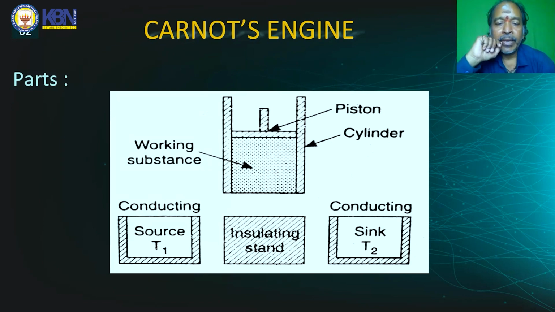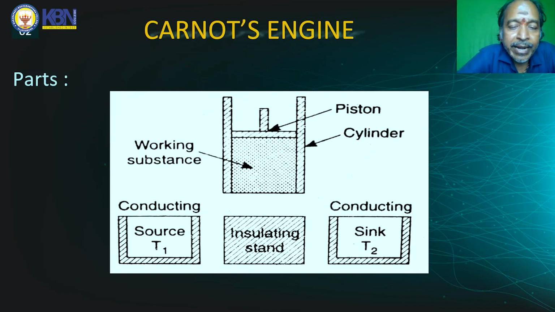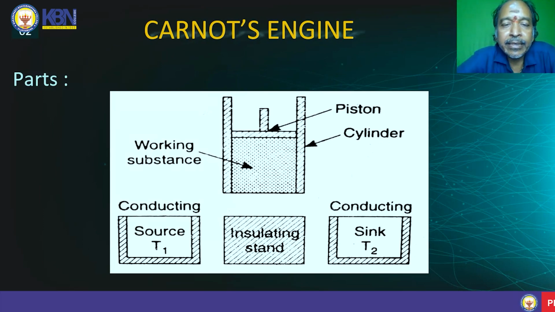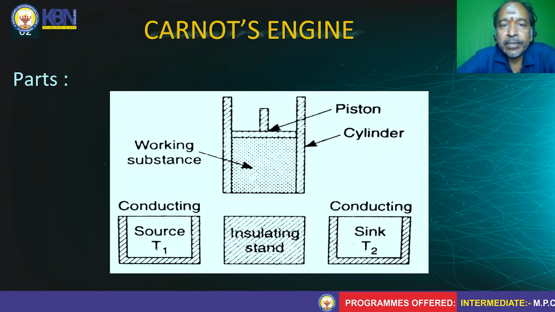And the last part of this Carnot's engine is the insulating stand. Here the working substance base is perfectly conducting. So to make the entire system perfectly isolated, it must be placed on a non-conducting stand, which is also known as the insulating stand. When the working substance is placed on the insulating stand, there is no chance to exchange heat energy between the system and the surroundings. So these are the main four parts of the Carnot's engine.